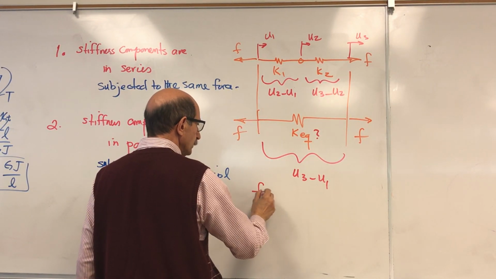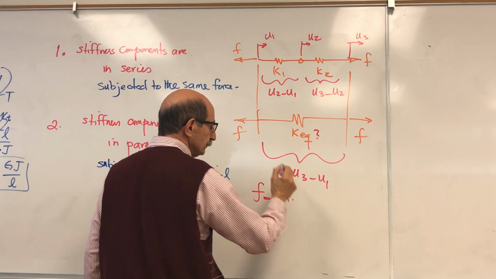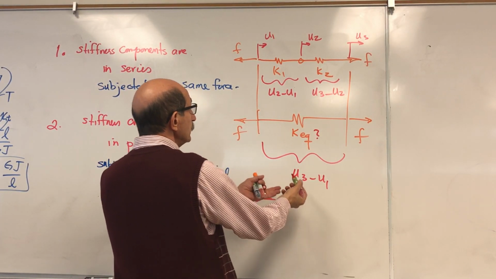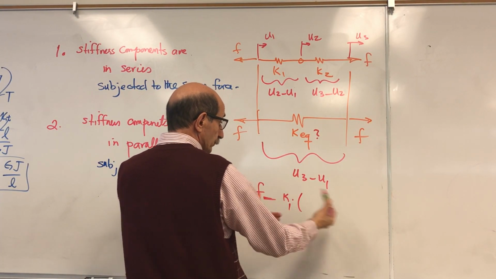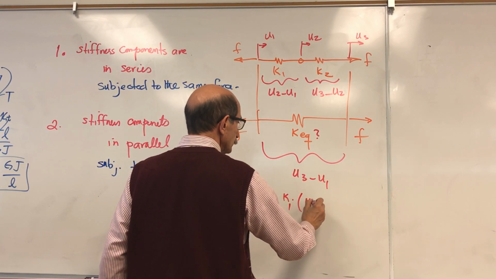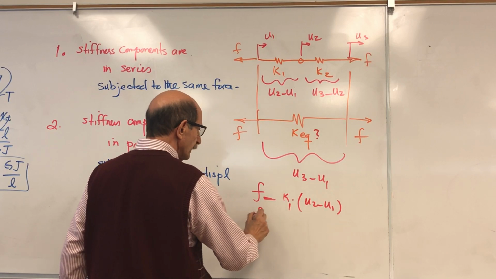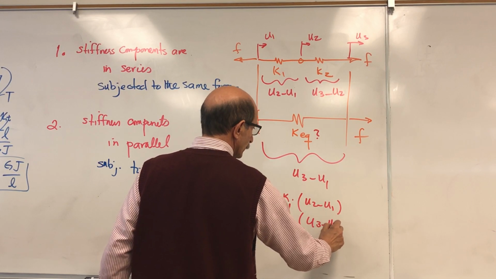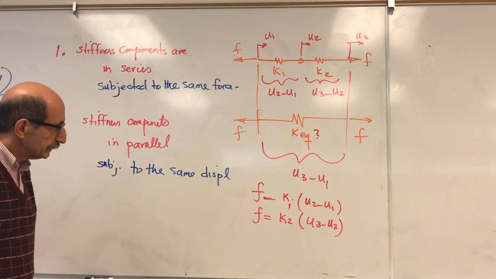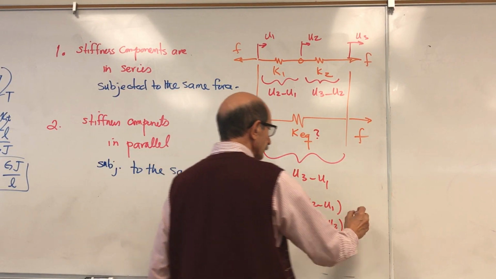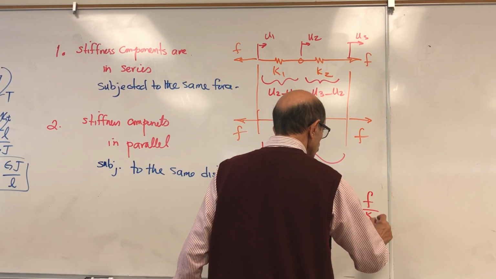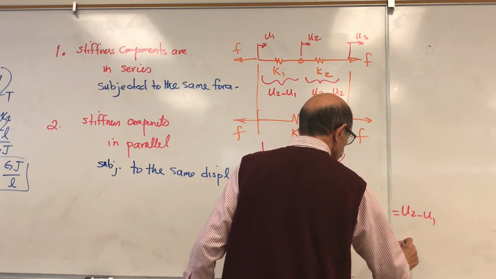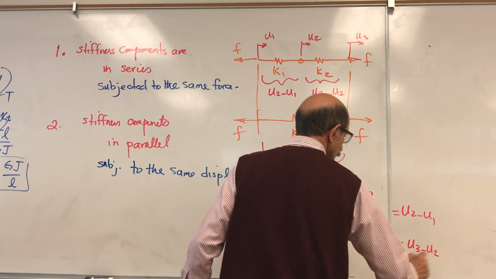So the first spring would be basically subjected to force F, right? So it would experience a deformation that follows this relationship, right? U2 minus U1. The second spring, okay, we can write this relationship for that, right? Intentionally, I'm going to rewrite this differently. So in other words, I'm going to write this relationship as this. This is U2 minus U1. This is U3 minus U2.